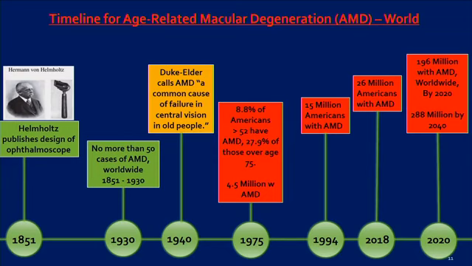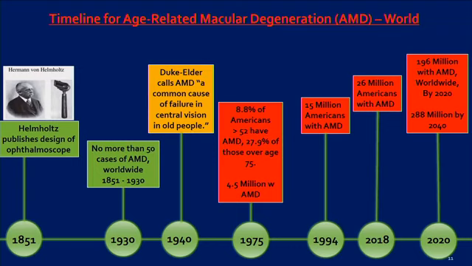Macular degeneration, my area of expertise. So Hermann von Helmholtz introduces the ophthalmoscope, 1851. That allows ophthalmologists to see the retina. The next 80 years of potential discovery, there's no more than around 50 cases of macular degeneration in all the world's literature. 1940, Duke Elder calls macular degeneration, quote, a common cause of failure in central vision in old people.